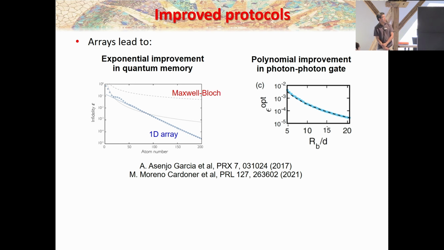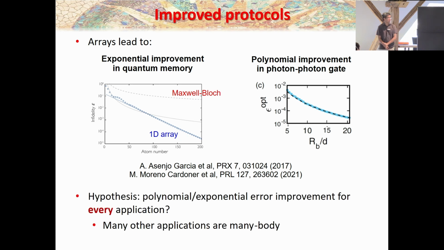OK, so you can get exponential improvement in quantum memory, polynomial improvement in photon-photon gates. My personal hypothesis is that you can find a big error improvement for basically every application you want to do. So why do I say it's a hypothesis, and why am I not proving it?